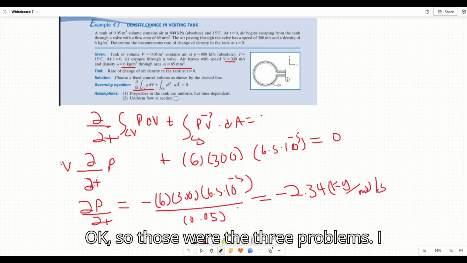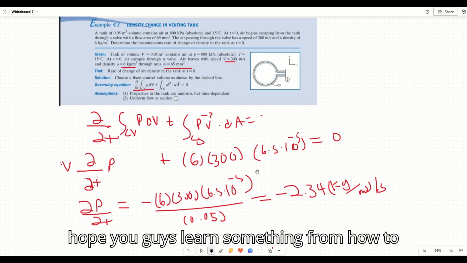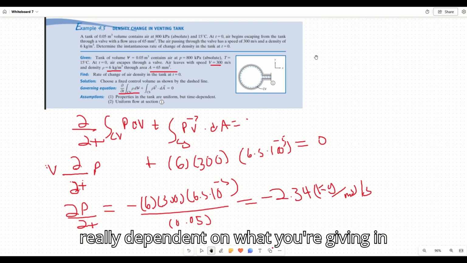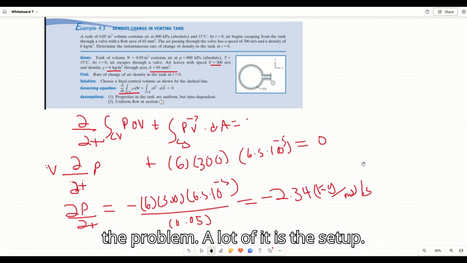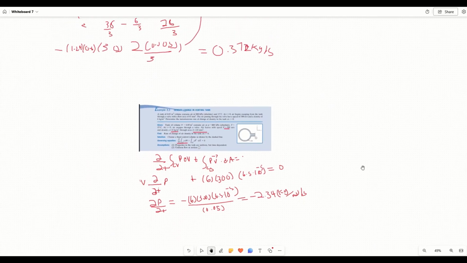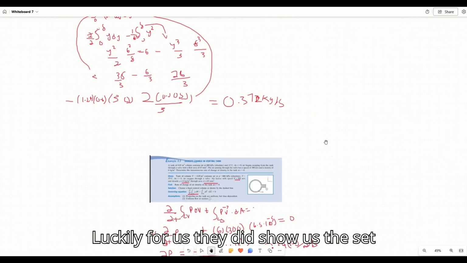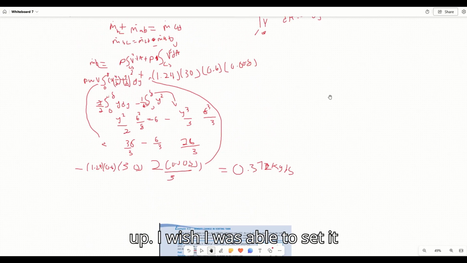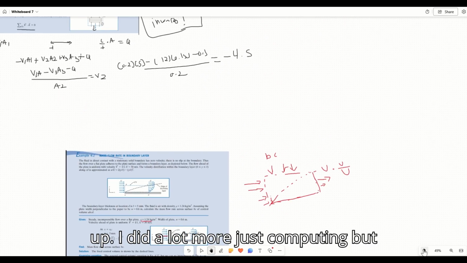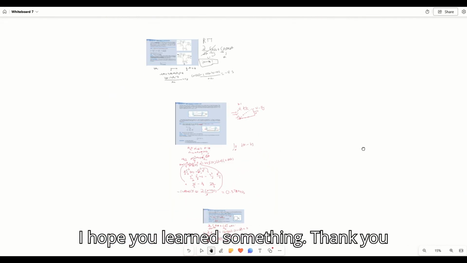Okay, so those were the 3 problems. I hope you guys learned something about how to use Reynolds Transport Theorem. So it's really dependent on what you're given in the problem. A lot of it is the setup. Okay, luckily for us, they did show us the setup. I wish I was able to set it up. I did a lot more just computing, but I hope you learned something. Thank you for watching the video.